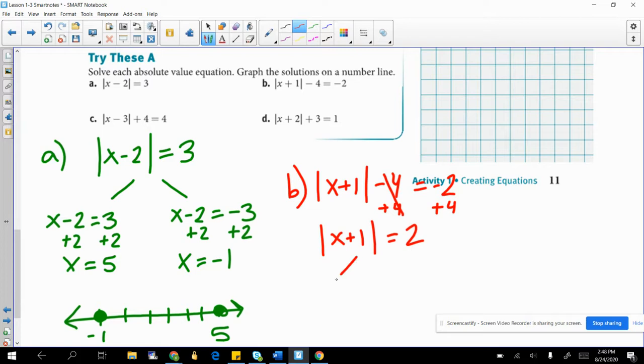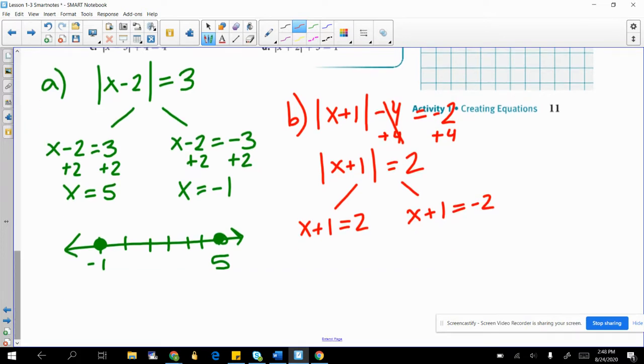Okay, then I'm going to split mine up and I'm going to say x plus 1 equals 2, just as is. And x plus 1 equals -2. And so over here, we'll have to subtract the 1 over, so we'll get 1. And here we'll have to subtract the 1 over, so we'll get -3.